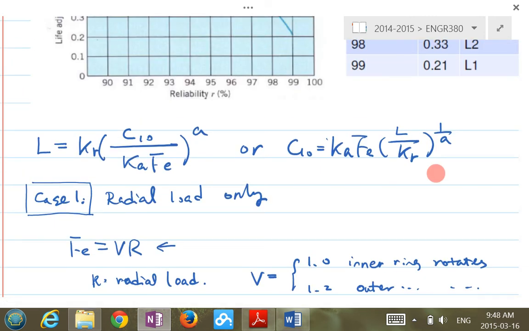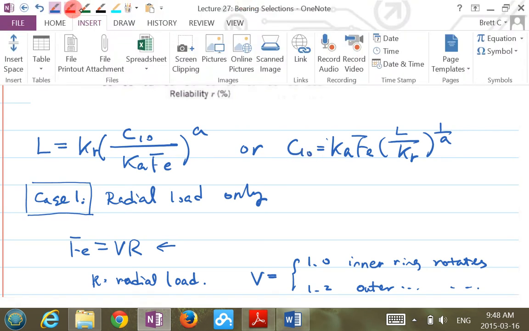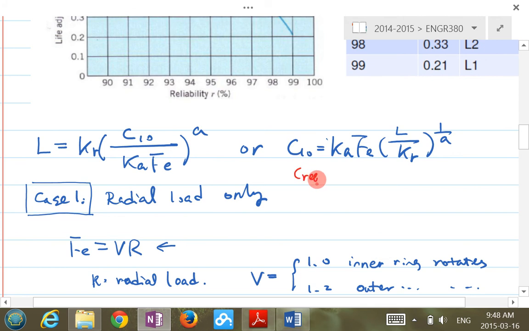we're going to make use of this equation because we're going to pick a bearing whose basic dynamic load rating, say C10, needs to satisfy the desired value. So what we're going to do is calculate the C required here. Then we pick bearings whose C10 meets this minimum value C required.